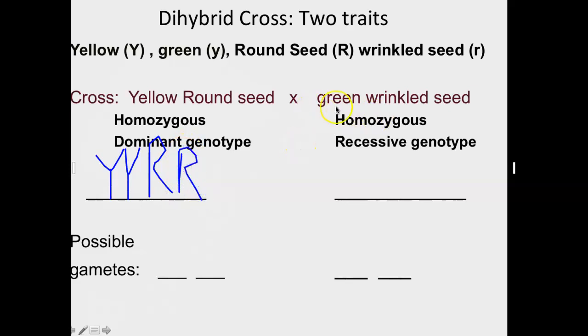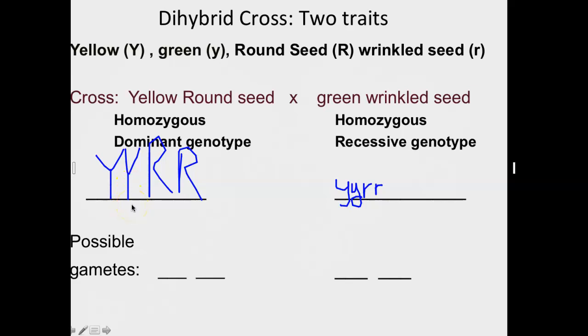The other parent that we're crossing this with is a green wrinkled seed, so they're homozygous recessive. What would homozygous recessive for green look like? It would be little y. And what would homozygous recessive for wrinkled look like? It would look like little r. So those are your parents' genotypes in a dihybrid cross. Remember, each one of your characters needs 2 alleles.